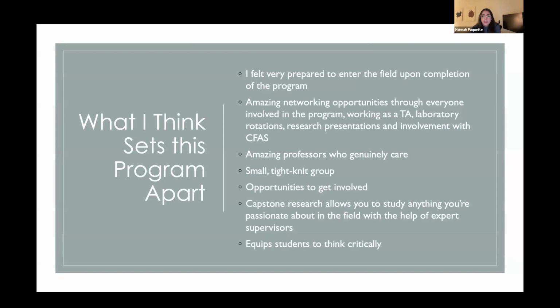The capstone project I also found very fulfilling, and it allows you to focus on any subject relating to embryology or pathology, if that's what you're in, that you're passionate about. So you can really focus on any niche, bring ideas to the table, meet some professors, and narrow down a project.